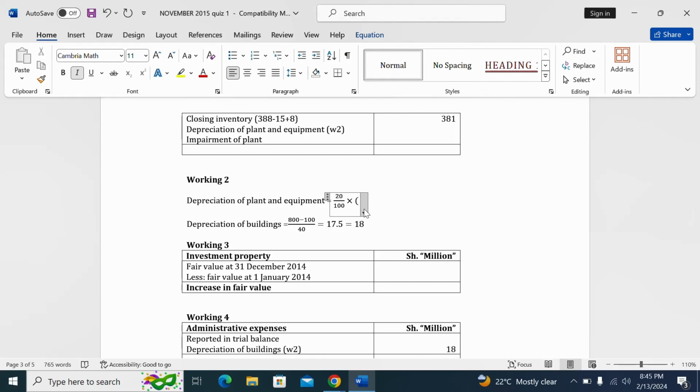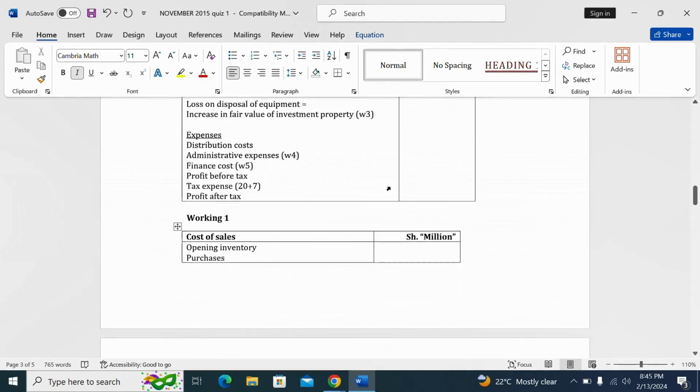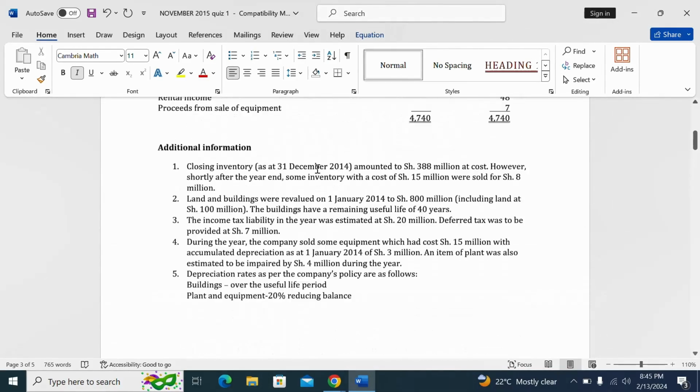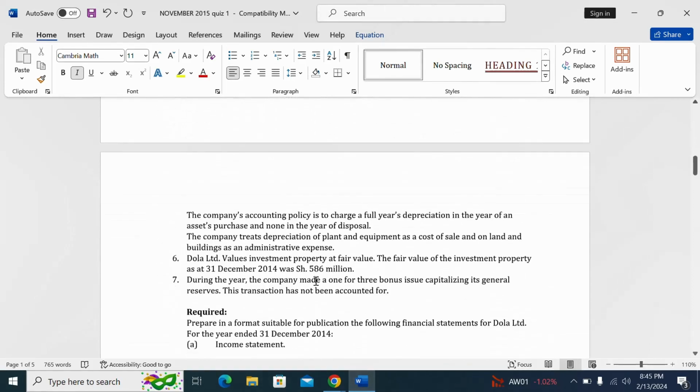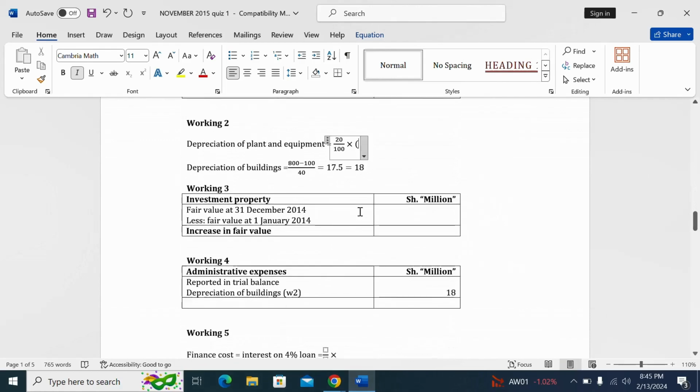And the book value is usually equal to the cost minus the accumulated depreciation. Therefore, we are going to take the cost of plant and equipment. We check that in the trial balance. The cost of plant and equipment is 258, and the accumulated depreciation is 126. That is at the beginning of the year. So we take 258, we minus 126. That is the accumulated depreciation.